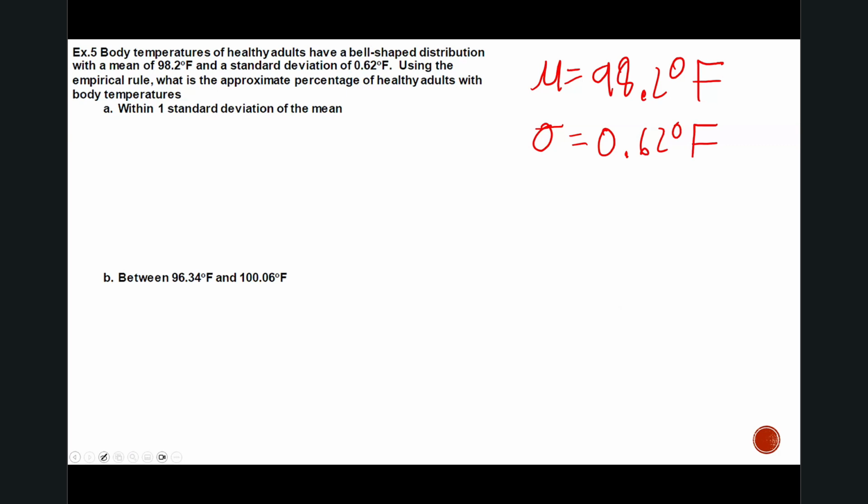Okay, so A does not require any math. So within one standard deviation of the mean, what percentage of people from the last slide are within 1 standard deviation of the mean?